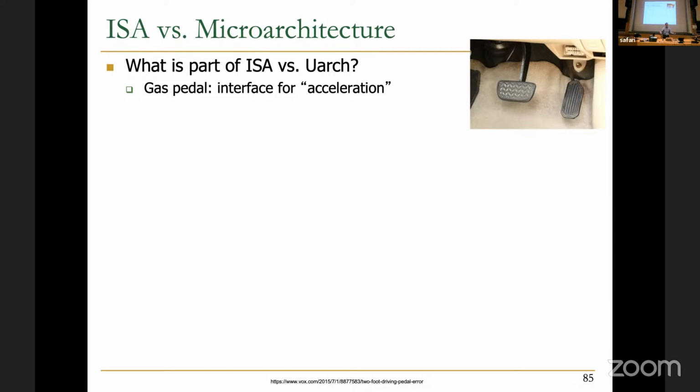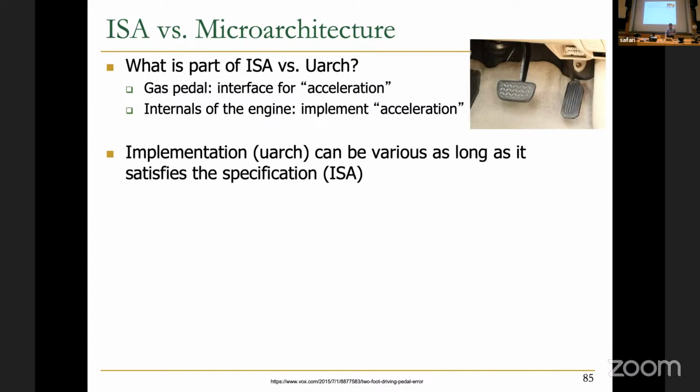The underlying implementation of how that acceleration actually happens is the microarchitecture of the car, right? That's the internals of the engine, internals of the interconnect, and everything that happens over there. It could be electric, it could be gas, it could be a combination, it could be mechanical, whatever, right? All you care about as a user is you press that and the car accelerates. So that's basically it. Implementation can vary as long as it satisfies the specification of the ISA. So for example, add instruction versus an adder implementation. Add instruction is part of the ISA. Adder implementation, the user doesn't care, right?